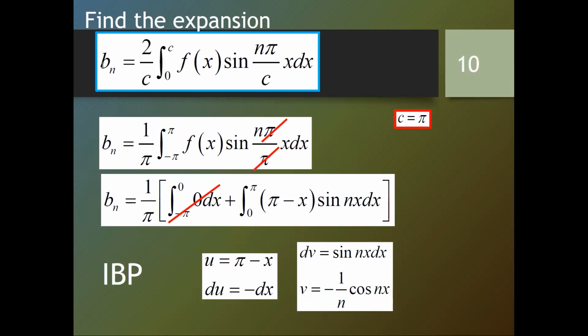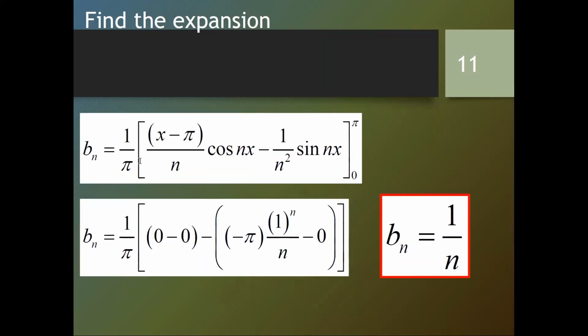Lastly, yung b sub n. Kasi di ba take note, tatlo yun. A sub 0, a sub n, and b sub n. For b sub n, let's use this form. O kaya yung longer form from negative c to c of f of x, etc. You'll end up with this as well, another integration by parts. Okay, pag na-simplify pa natin siya, 1 over n.